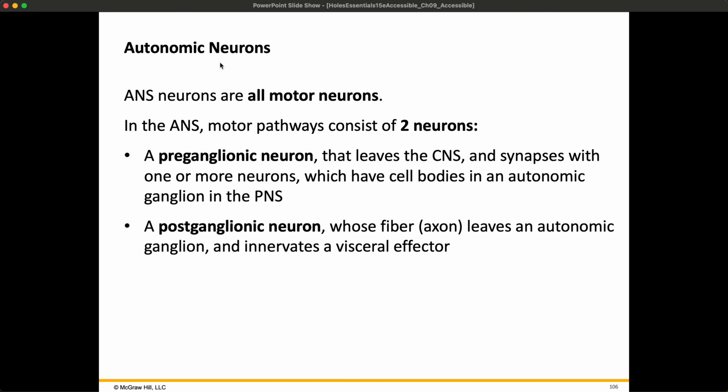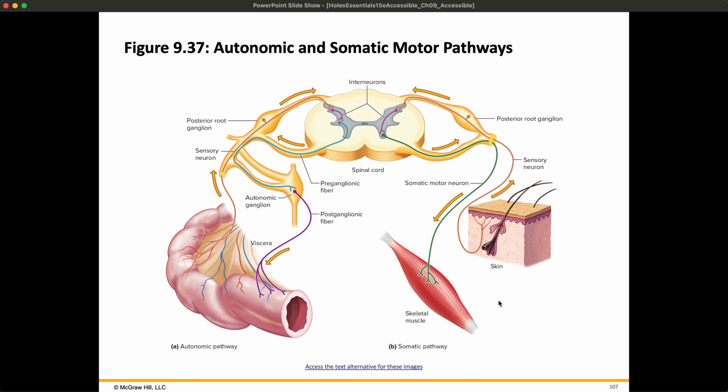So in your autonomic neurons, they're all motor neurons, and they consist of two pathways. Preganglionic leaves the central nervous system, synapses with one or more, and they have cell bodies in an autonomic ganglion, or the PNS. And the postganglionic, which leaves an autonomic ganglion and innervates a visceral effector. So essentially it's this extra string of cell bodies that you have running along this spinal cord.